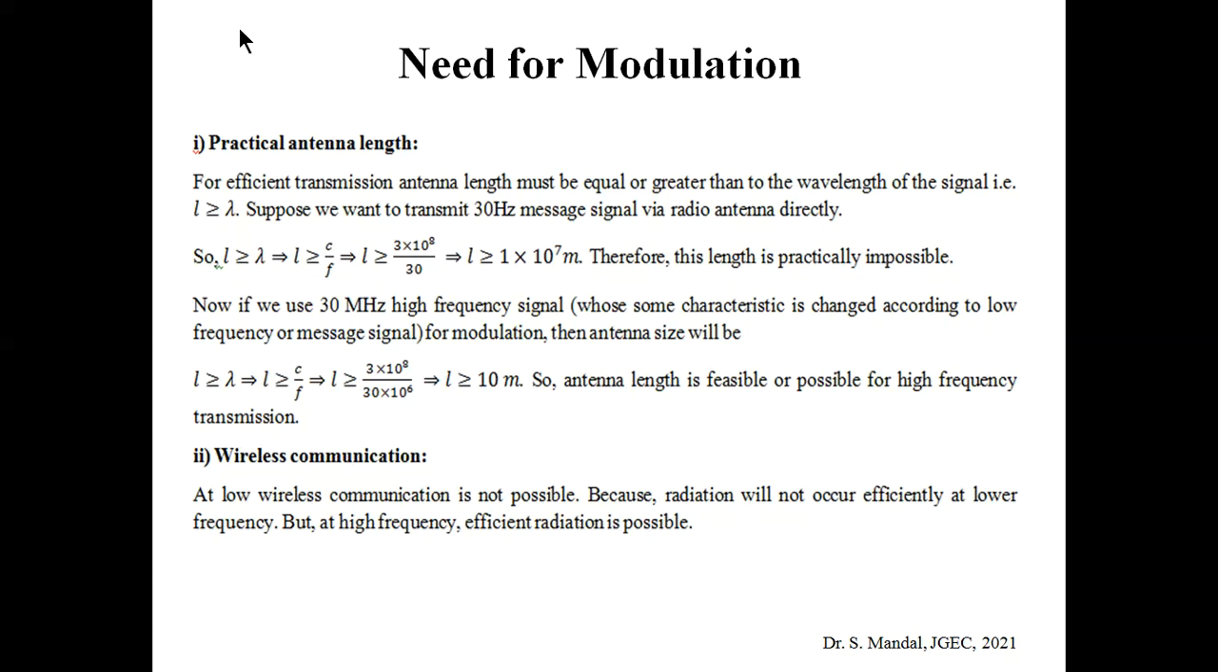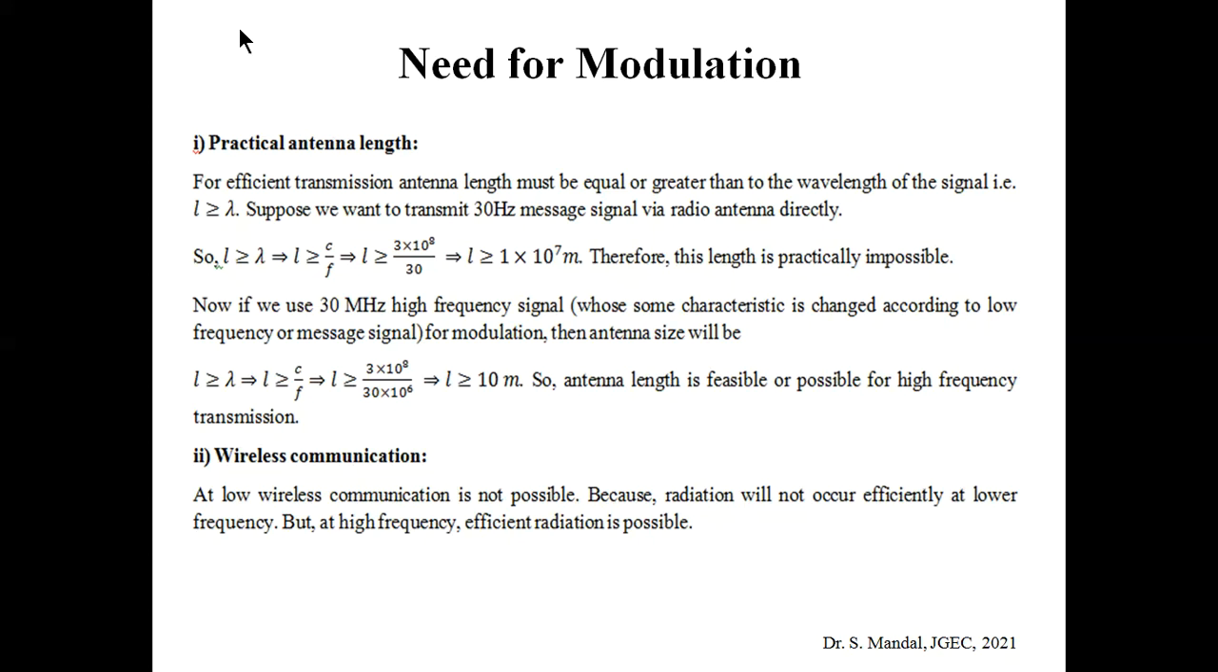So what is the reason behind this rule? That is analyzed in detail in another subject called antenna and propagation, which is in your curriculum, I think, in the fifth semester. So I am not going into details about the reason behind it. Just remember that for efficient transmission, the rule for an antenna is that L is greater than or equal to lambda. The dimension of the antenna must be greater than or equal to lambda.